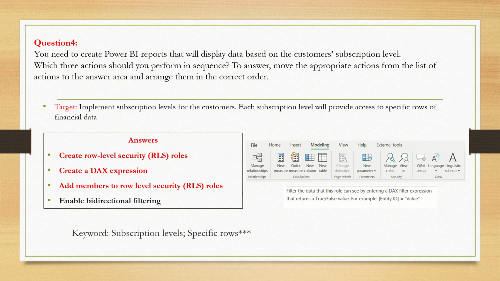Now, why do I have enable bidirectional filtering here? The reason I have enable bidirectional filtering is because if we were to carry out a dynamic row level security, we would have to enable bidirectional filtering. But because it's static, we would have to go with the first three. Yeah. Okay.